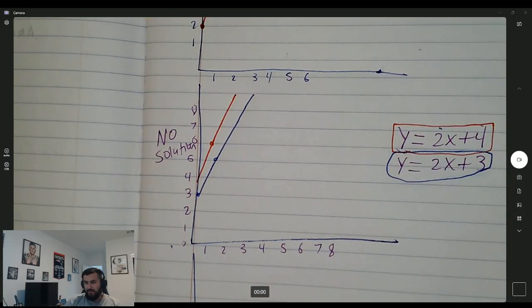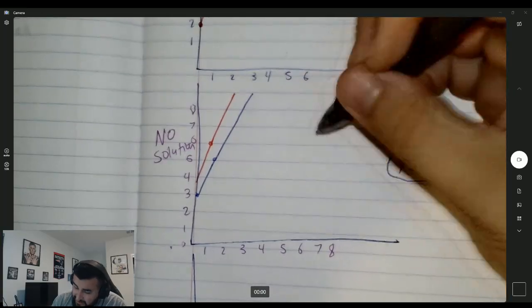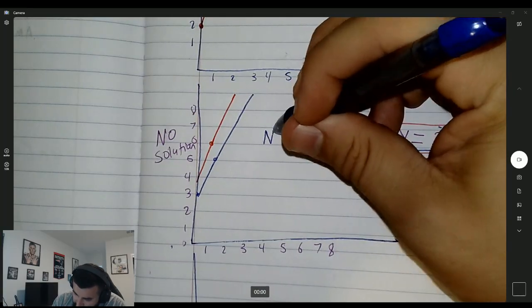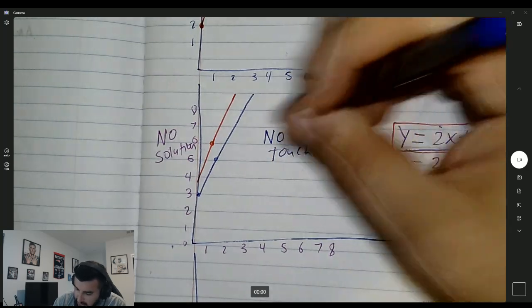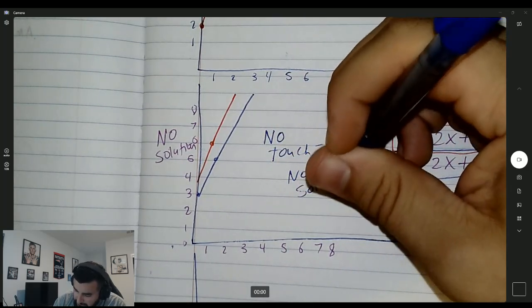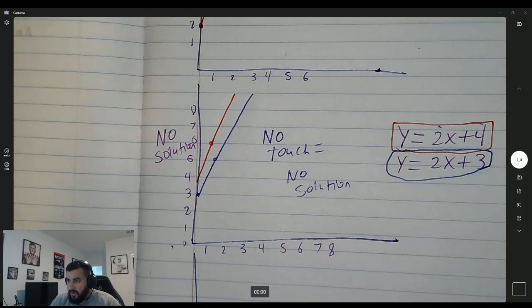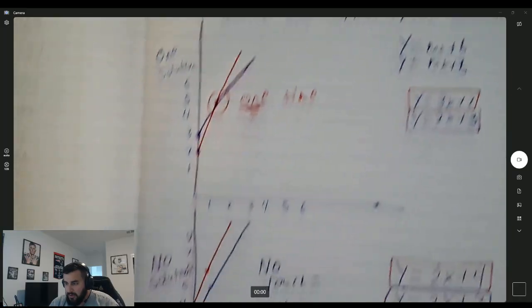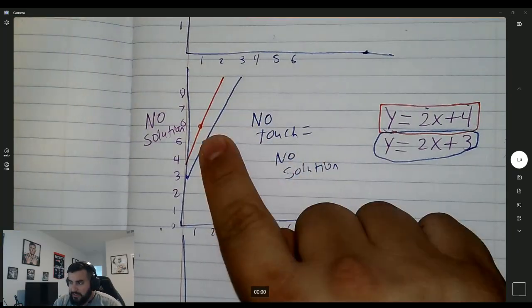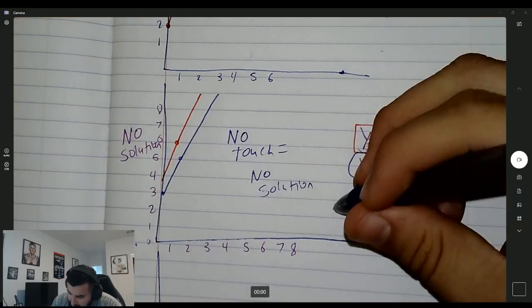Are they touching at all? The answer is no, right? Let's just be honest. They're not touching at all. So since these are not touching at all, no touch equals no solution. So these are probably the best ways to remember it, at least. So 1 solution, 1 touch, 1 solution. This right here, no touch, no solution. And the key word for this that you're going to have to memorize is parallel.